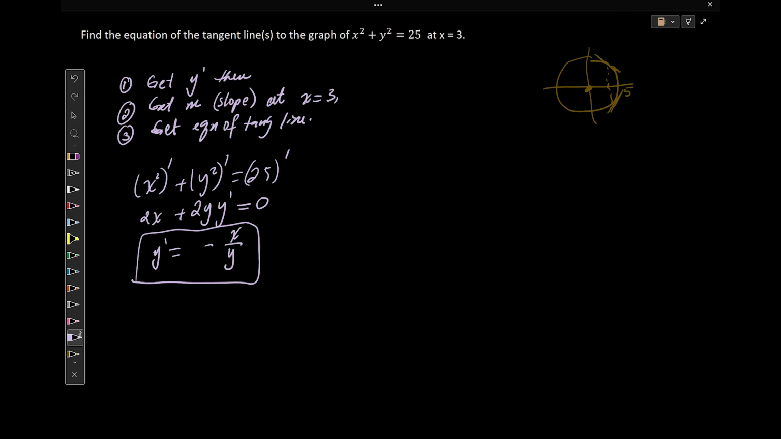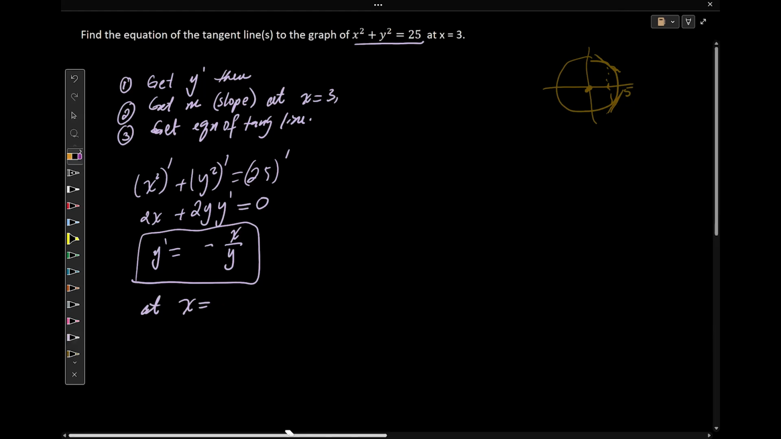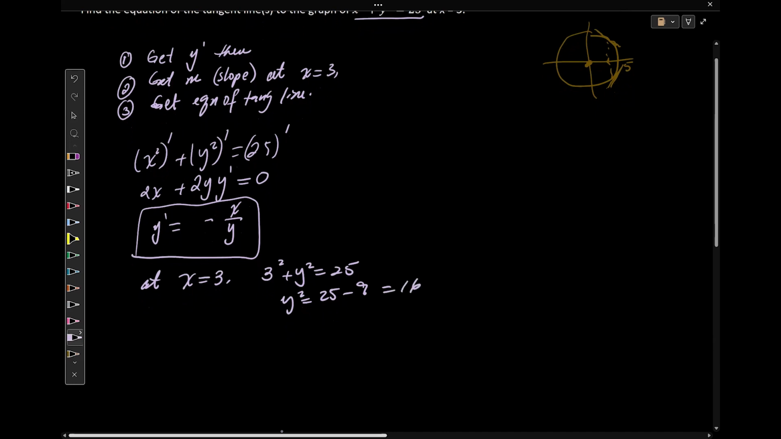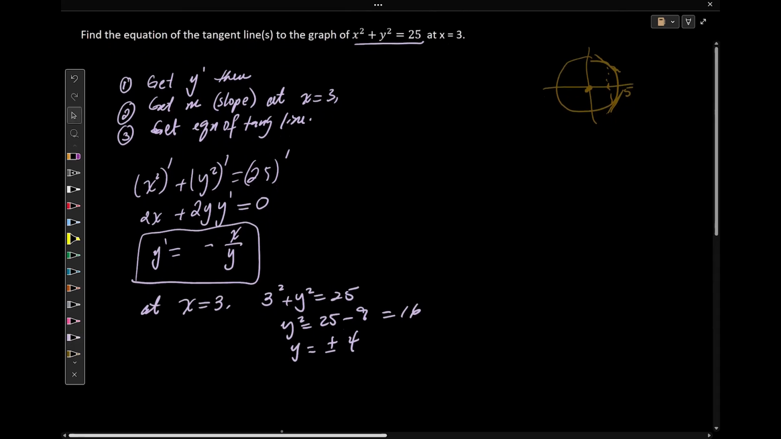So obviously I cannot get y prime without knowing what y is. So how do we get y? We use the original equation to get y. So at x equals 3, I have 3 squared plus y squared is 25. Y squared is 25 minus 9, because 3 squared is 9, which is 16. So y is plus or minus 4. So this point right here is (3, 4), and this point is (3, negative 4).